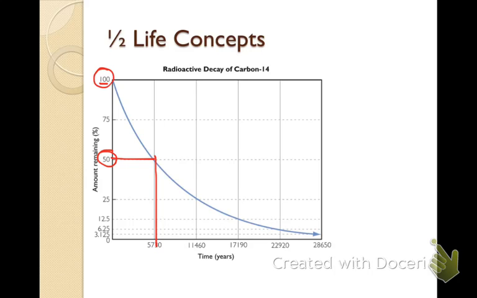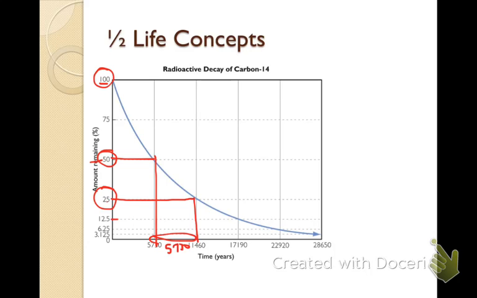Well, let's go through, and half of 50 should be 25. So let's look at that. It takes 11,460 years to go from 50 to 25. If you calculate that out, that's another 5,730 years. So 5,730 is right that distance right there.